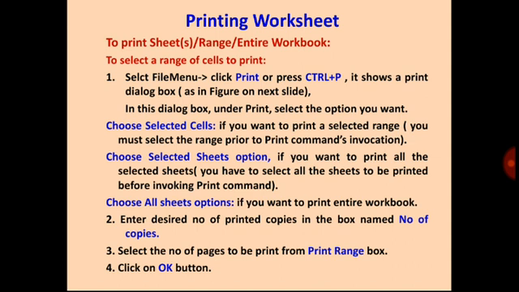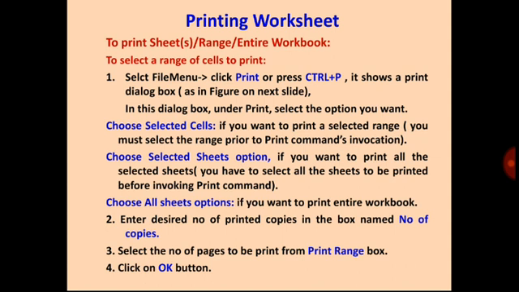In this dialog box, under Print, select the option you want. You have to select from three options: either Selected Cells, or Selected Sheet, or All Sheets. Selected Cells will allow you to print the selected range, and this range you are supposed to select prior to invoking the print command. Similarly, for printing selected sheets, you have to select the sheets that you want to print first, then choose the print command, and then select the Selected Sheet option. And if we want to print the entire workbook, we choose the All Sheets option from the given options.